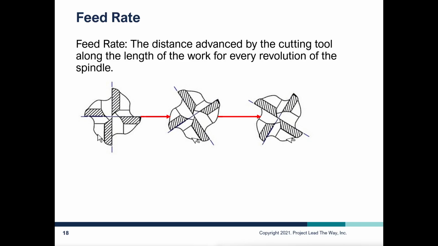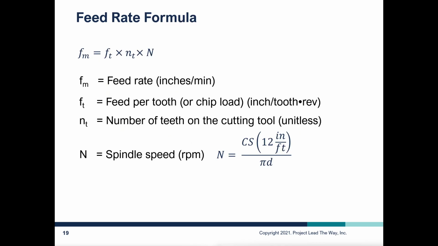Let's first define what our feed rate is. Feed rate is the distance traveled by the cutting tool along the length of the work for every revolution of the spindle. To calculate our feed rate in inches per minute, F sub m, feed per tooth or chip load is inches per tooth times revolution. That's our F sub t here.